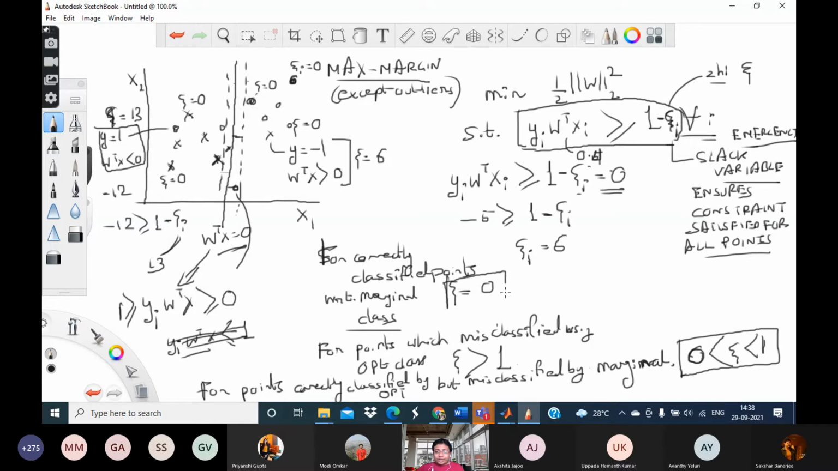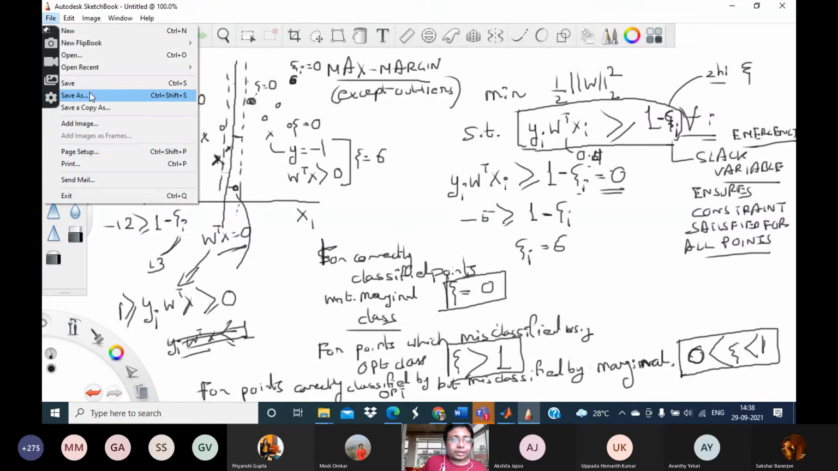So correctly classified or non-problematic means xi is equal to 0. Misclassified by the optimal classifier means xi is greater than 1, and correctly classified by the optimal but misclassified by the marginal means it lies between 0 and 1. So this is something to remember.